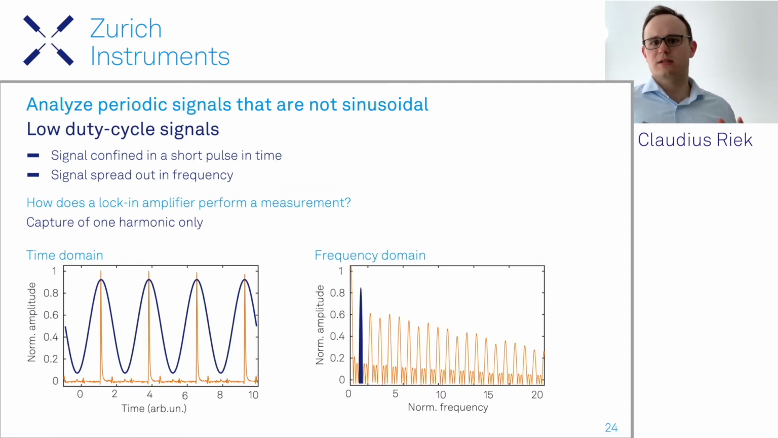Now, how does the analysis of periodic signals which are not sinusoidal work? So we have a low duty cycle signal, and the signal is confined in a short pulse in time. The shorter the pulse is in time, the more it is spread out in the frequency domain. And now a lock-in amplifier performs the measurement by capturing only the fundamental harmonic here.